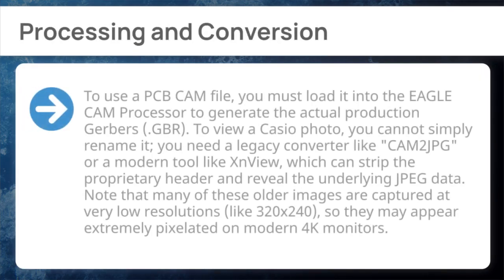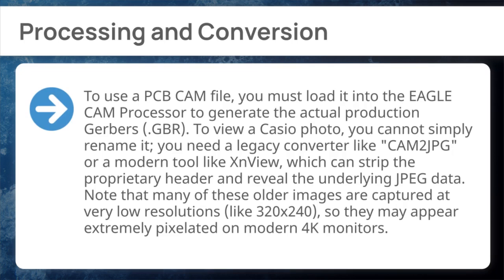Next, processing and conversion. To use a PCB CAM file, you must load it into the Eagle CAM processor to generate the actual production Gerbers, GBR. To view a Casio photo, you cannot simply rename it. You need a legacy converter like CAM to JPG, or a modern tool like XnView, which can strip the proprietary header and reveal the underlying JPEG data. Note that many of these older images are captured at very low resolutions, like 320x240, so they may appear extremely pixelated on modern 4K monitors.